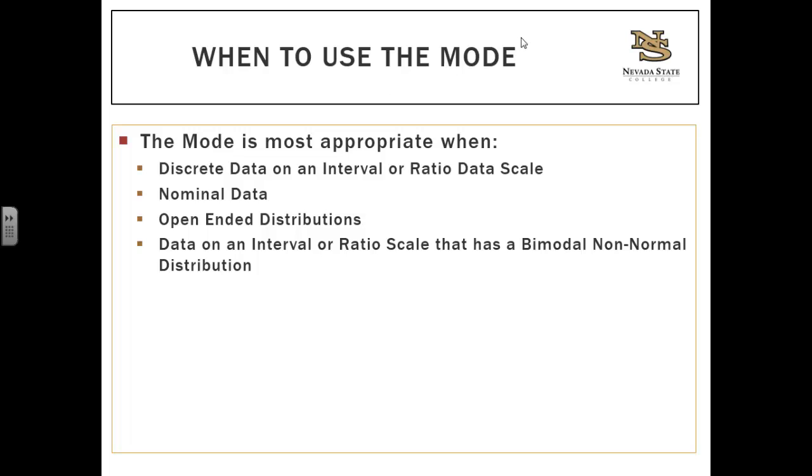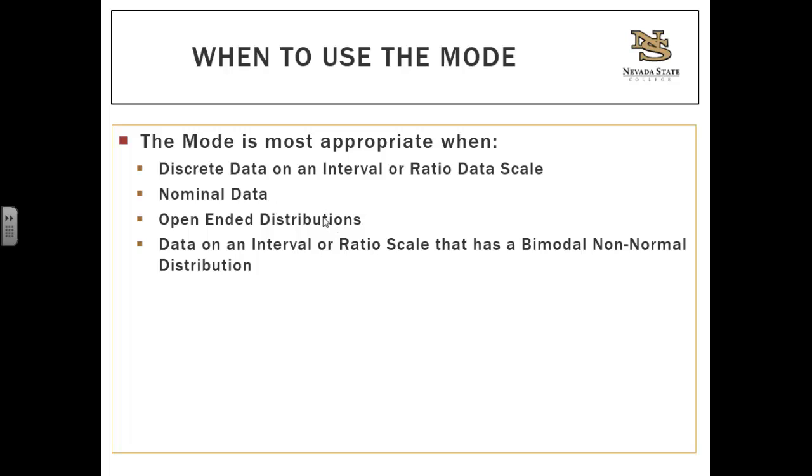So here's when to use the mode. Whenever you have nominal data, you use the mode. Remember, nominal data is purely categorical. It has no numeric value whatsoever. It's just labels for different groups. So you can't put them into any kind of meaningful numeric order. You can't identify a midpoint, and you can't calculate the sum of x. So you use the mode.